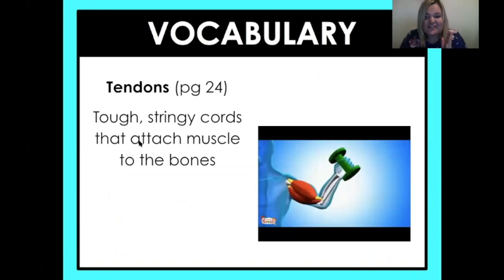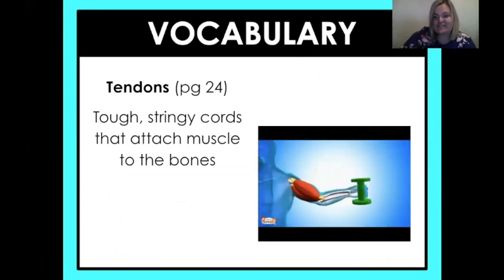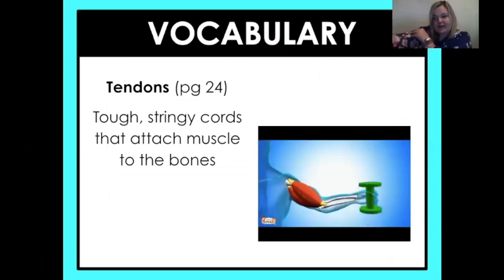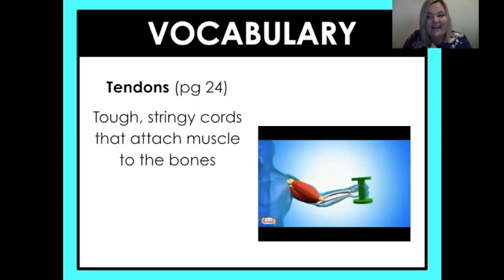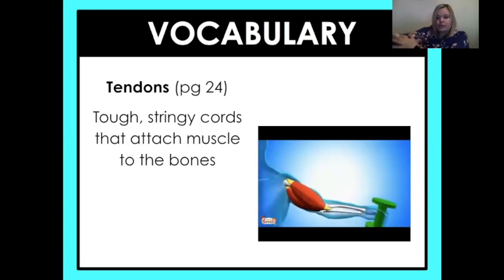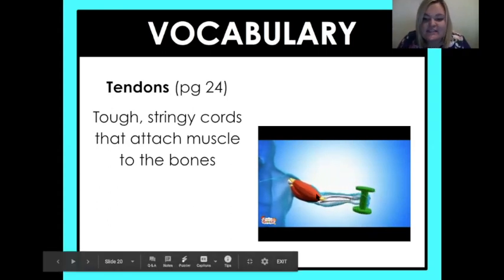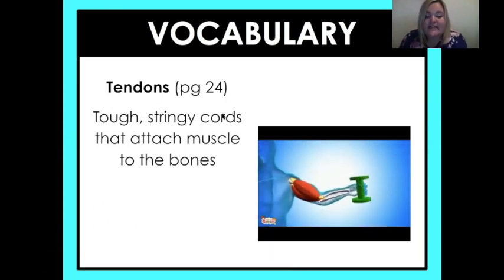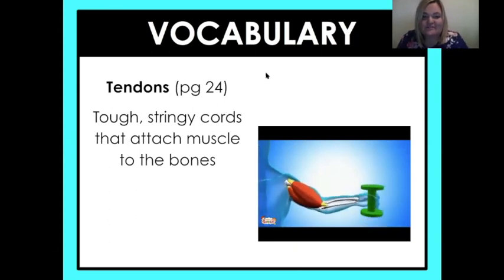Then let's look at this vocabulary. I was doing this right when we started today because we've learned about how the muscle contracts to pull your bone, right? But we haven't learned about the tendon yet, which is that stringy piece that brings them together. So the tendon is this yellow string-like thing right here, and it's a tough stringy cord that attaches your muscle to your bone. Pretty cool stuff.